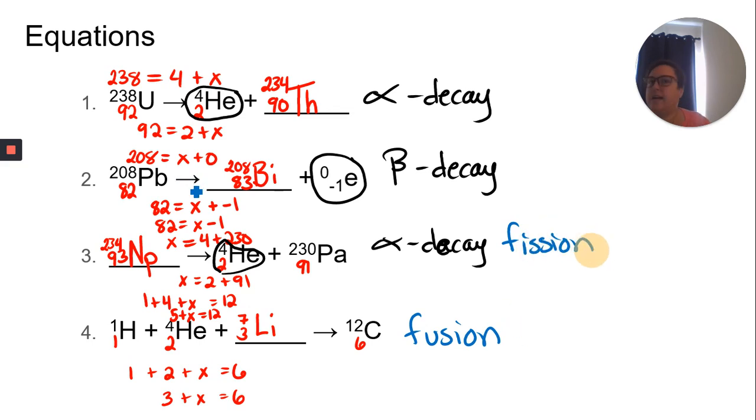Number 2 again is not fission or fusion, that's something else. Number 1, we started with 1 nucleus and ended with 2 nuclei. So that again is fission.